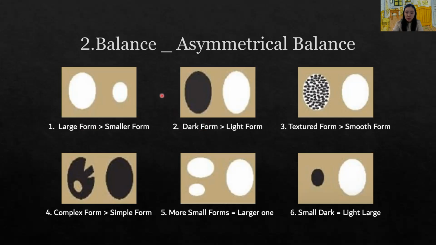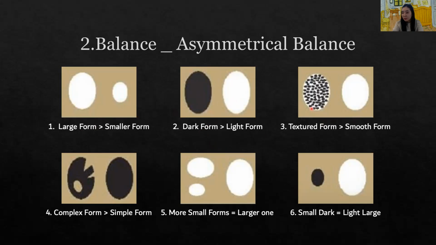And the second one, it shows a dark form and a light form of the same size. So a dark value form is visually heavier than the light value form of the same size.